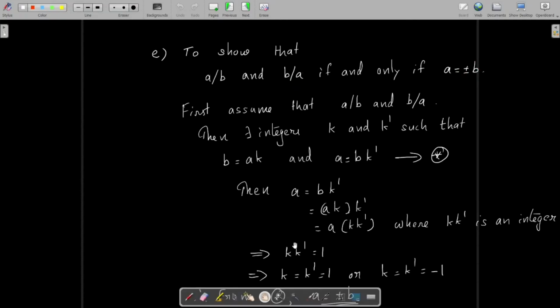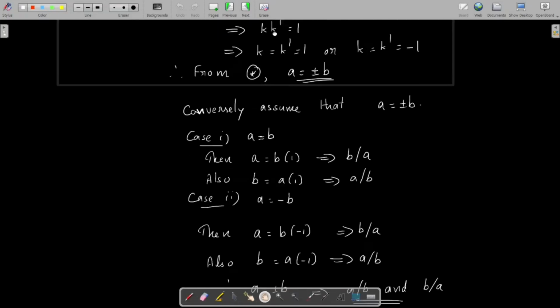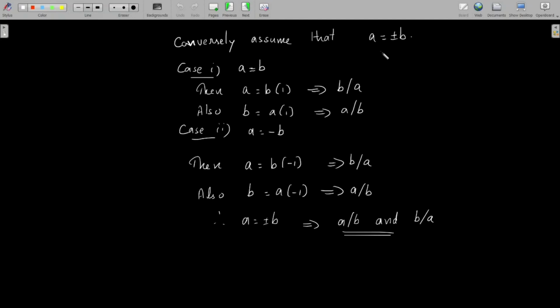We have to prove the converse part also. So conversely we assume that a equal to plus or minus b. Case 1, a equal to b. Then we can write a as b into 1. And this relation shows that b divides a. Also we can write b equal to a into 1 and this means that a divides b. Therefore if a equal to b, then b divides a and a divides b.